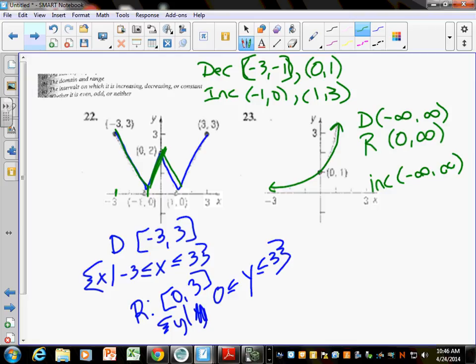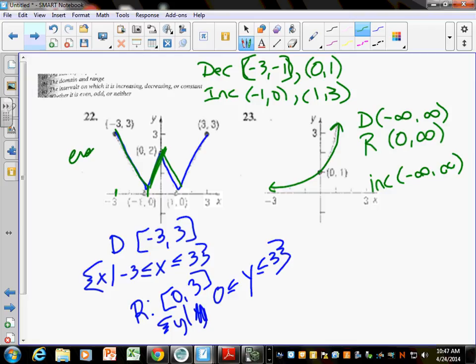Even, odd, or neither, I think there's a multiple choice question about that also. Do you remember that? It's all about symmetry. Even, I always think about is like x squared. An even function is if you could fold it over the y-axis and it's the same on both sides. Are either one of these even? Yeah, because you could take this and fold it over.